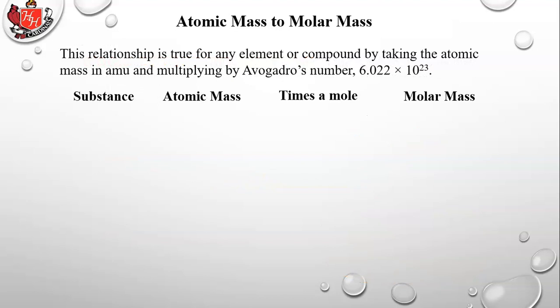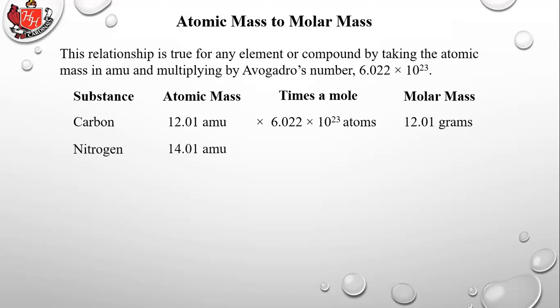So this relationship is true for any element or compound: take the atomic mass in AMU, again, you get that off your periodic table, or by adding up elements to get a compound, and multiply by Avogadro's number. So let's take carbon. The atomic mass for carbon, get this off your periodic table, is 12.01 AMU. When you multiply that by the mole, you get the molar mass, which is 12.01 grams, the same number, but in grams, something we can actually measure in the lab.